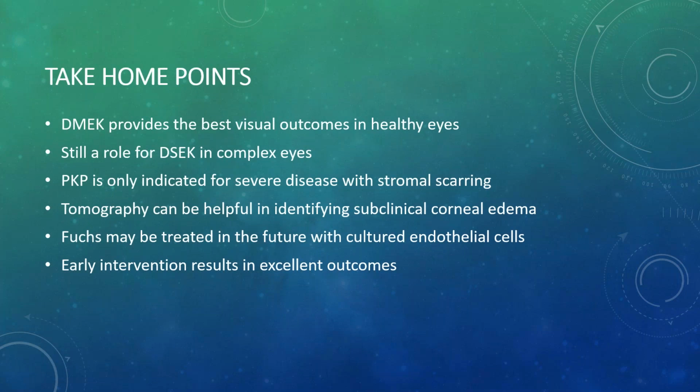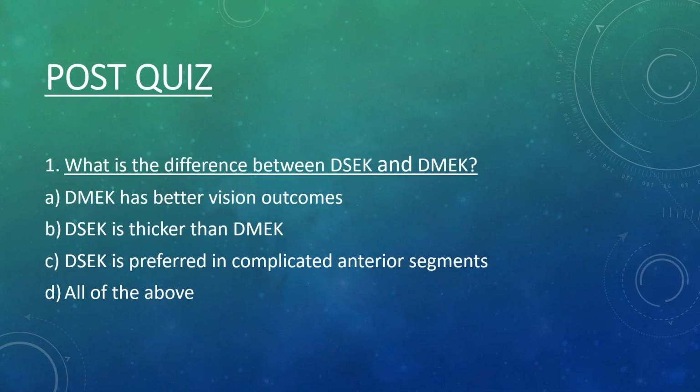So with cultured endothelial cells, instead of being able to treat one patient with one donated cornea, we may be able to treat hundreds of patients with one donated cornea, which is just an incredible thing to imagine. So hopefully we'll get there in the next 10 years or so. I would hope. If we intervene early on Fuchs patients or bullous keratopathy patients, we can usually achieve excellent outcomes with endothelial keratoplasty.